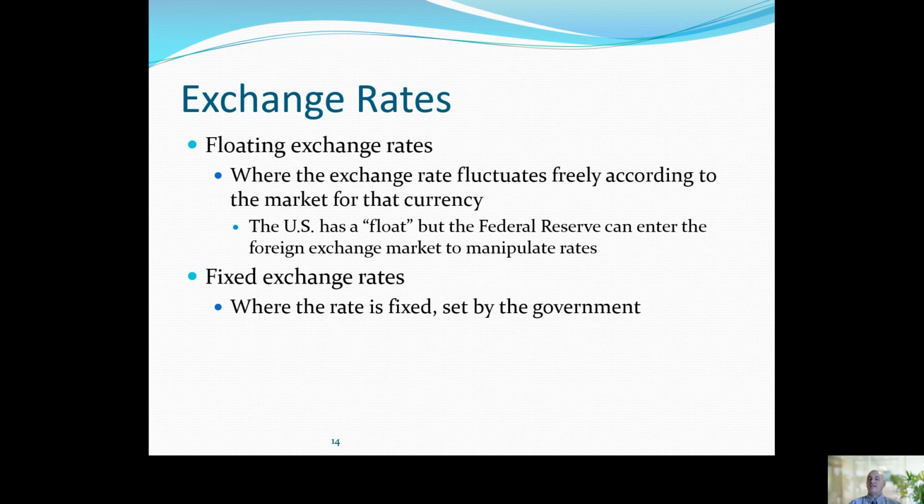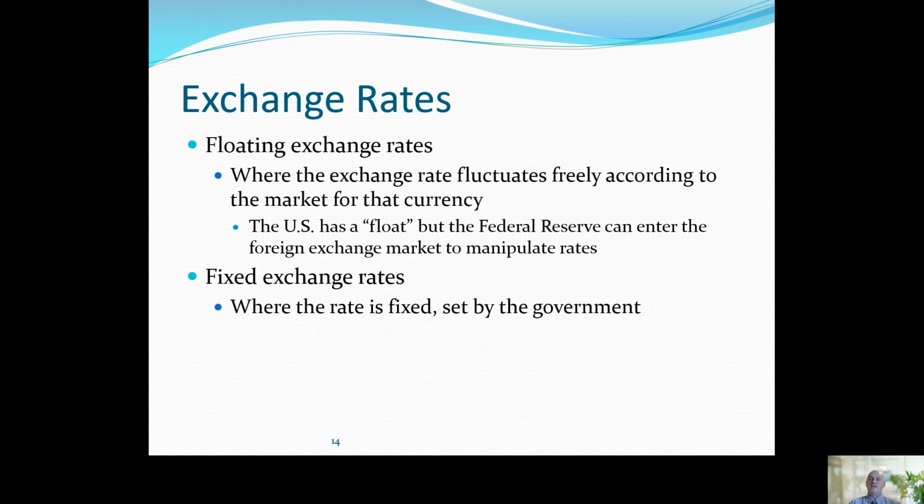Now, the United States has what's called a managed float. Essentially, the United States Federal Reserve has the ability to also manipulate and stabilize those fluctuations. Much of the world has a floating exchange rate of some kind.